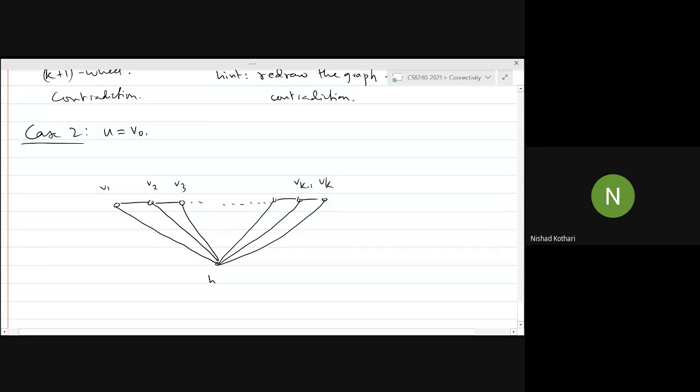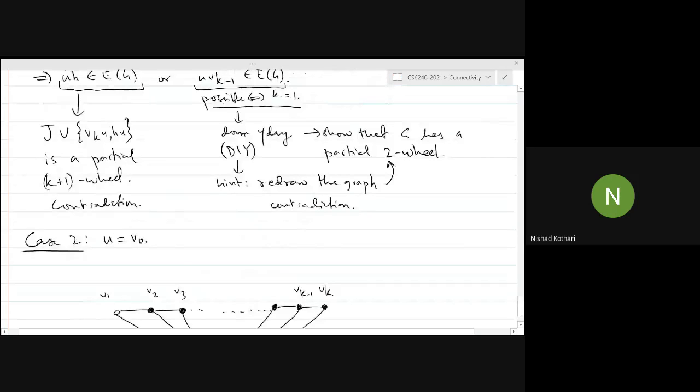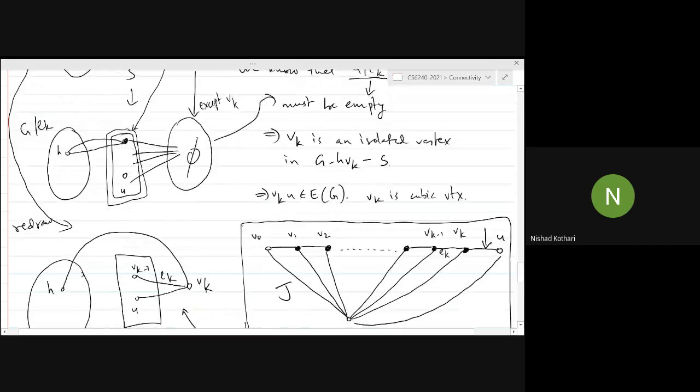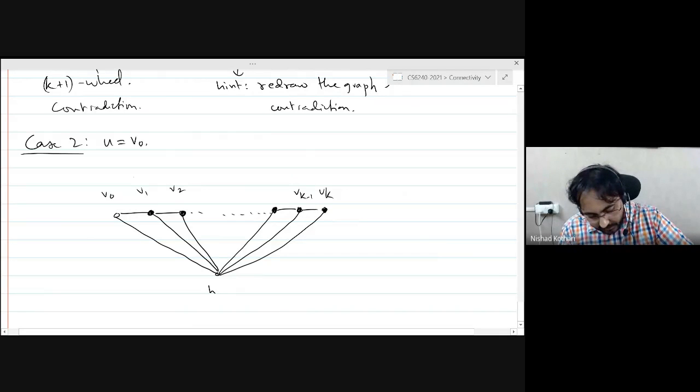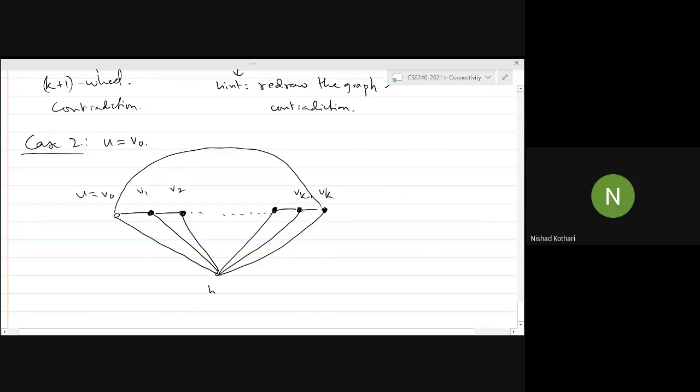And what are the cubic vertices? We know this guy is cubic, this guy is cubic, these guys are cubic. We also know that the last vertex is cubic. And we know that this edge, vku, because u is equal to v0. Oh, wait a second, I made a small mistake. Okay, let me start with v0. v0, v1, v2. Okay, and we know that there is an edge here because u is equal to v0.